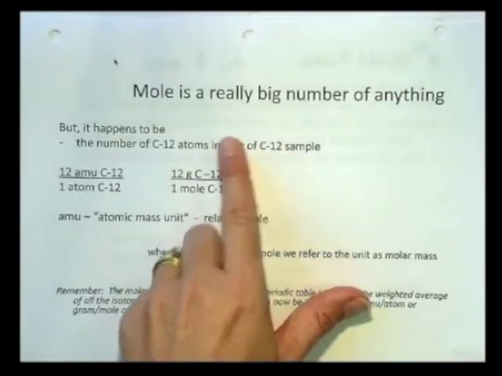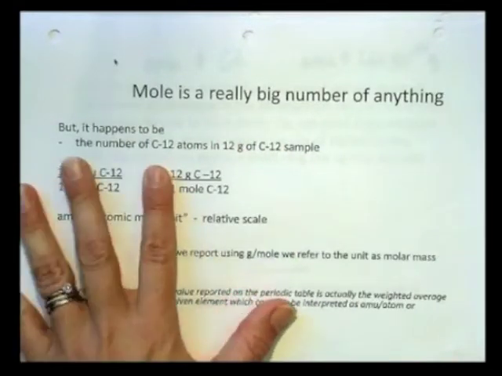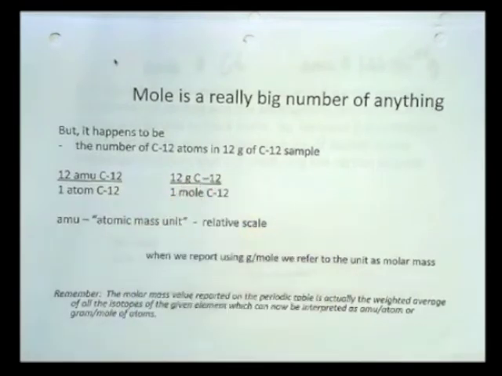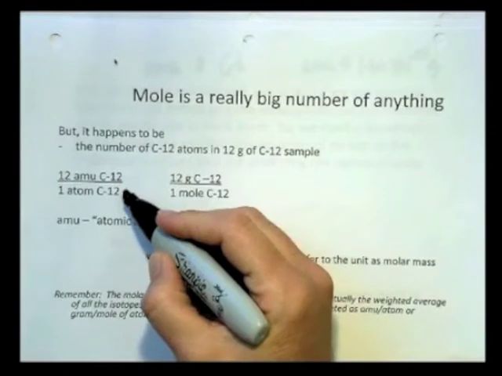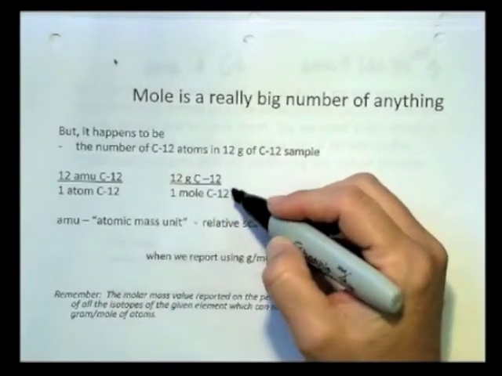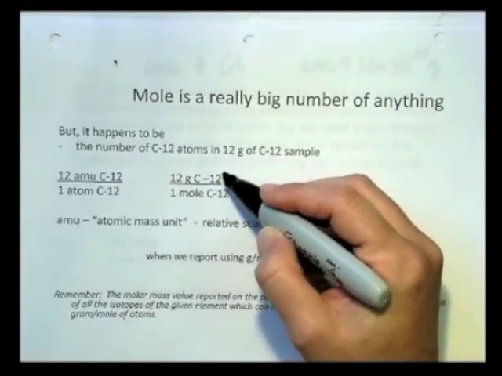The mole is the number of carbon-12 atoms in 12 grams of a carbon-12 sample. So since the original atomic mass scale was based on the carbon-12 atom, and we have this relationship that on the periodic table, the mass of a carbon can be read in terms of atomic mass units, it'd be nice to have the same mass read for a large collection of those atoms. And so as it turns out, 12 atomic mass units of carbon-12 is equal to 1 atom, and exactly 1 mole of carbon-12 atoms weighs 12 grams.